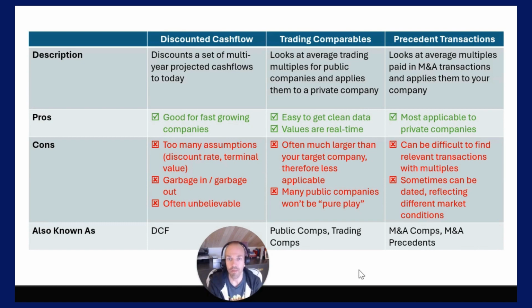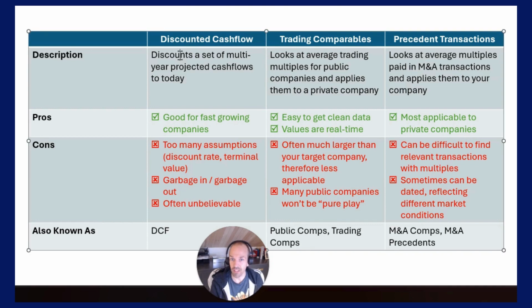There are typically three main ways that we value a company, and I want to go through them really quickly here. And I'll do follow-up videos on each one of these so that you can get a sense of how to actually build these things out for a specific company. So let's dive in. The first main way of valuing a company is a discounted cash flow.